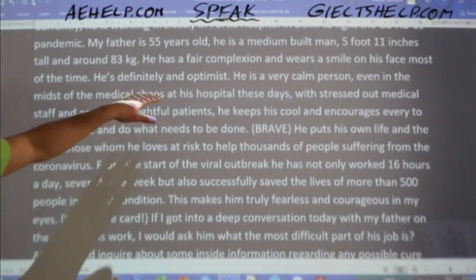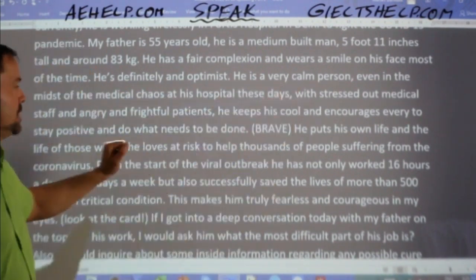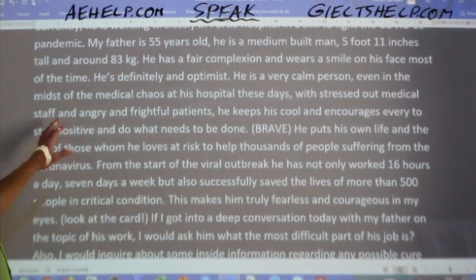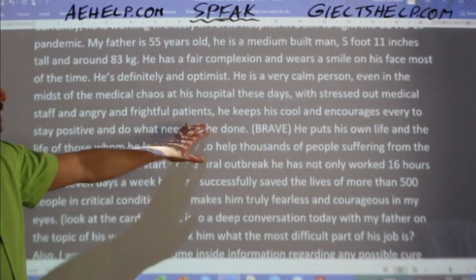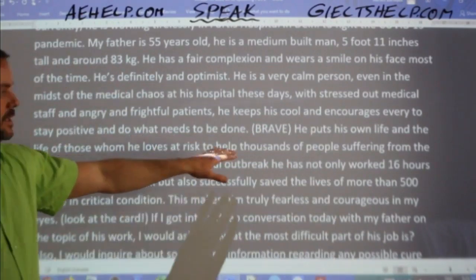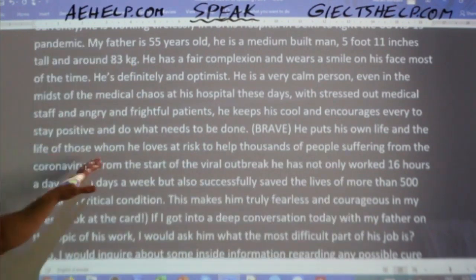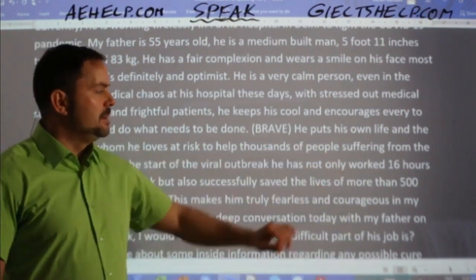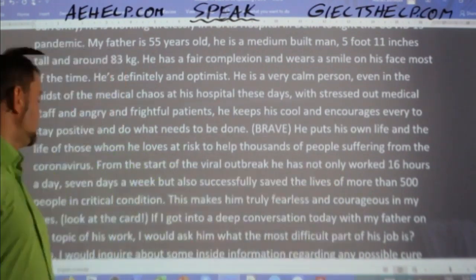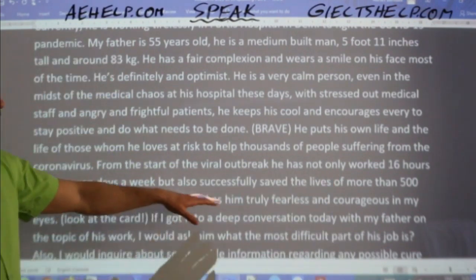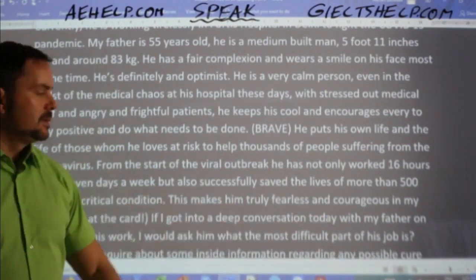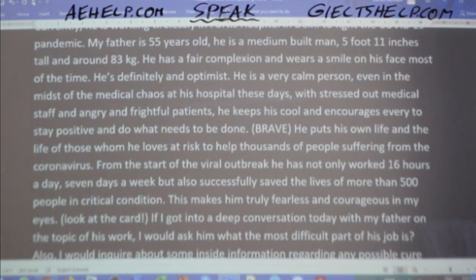He's definitely an optimist. He is a very calm person, even in the midst of the medical chaos at his hospital these days, with stressed out medical staff and angry and frightful patients. He keeps his cool and encourages everybody to stay positive and do what needs to be done. He puts his own life and the life of those whom he loves at risk to help thousands of people suffering from the coronavirus. From the start of the viral outbreak, he has not only worked 16 hours a day, 7 days a week, but also successfully saved the lives of more than 500 people in critical condition. This makes him truly fearless and courageous in my eyes.